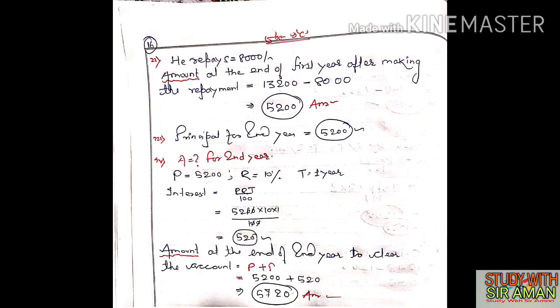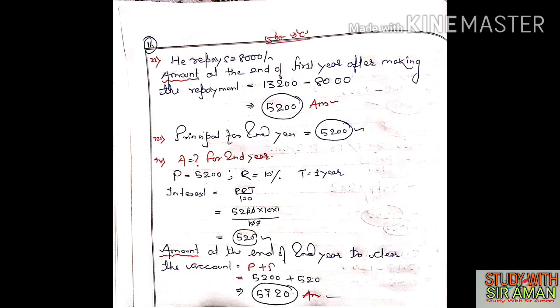Number 2, you have to find what the amount is after making the repayment. He repays 8,000, so you have to minus 8,000. Amount is 13,200 minus 8,000, 5200. This is the amount standing for next year. Now number 3, what is the principal for second year? The amount will become the principal for next year, so principal is 5200.